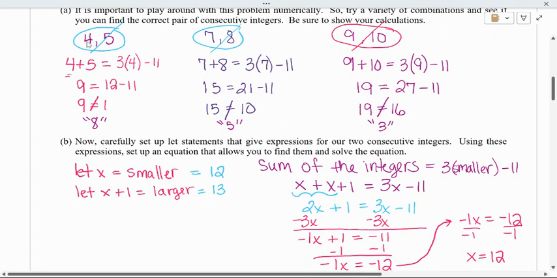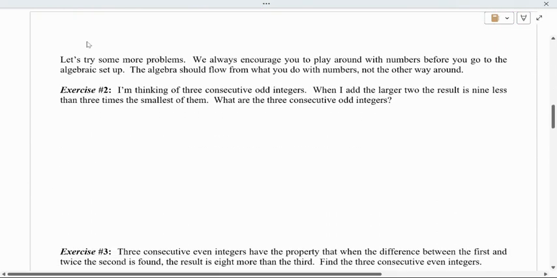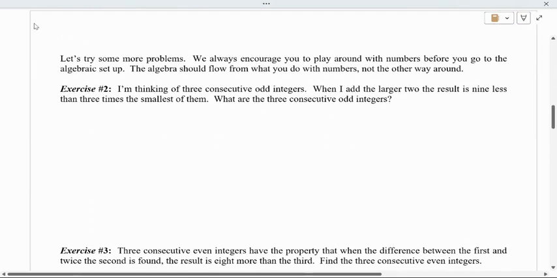Anyone need more time on this one? Okay, go ahead and go to the next page. So let's try some more problems. And this time we're just going to focus on working with expressions.